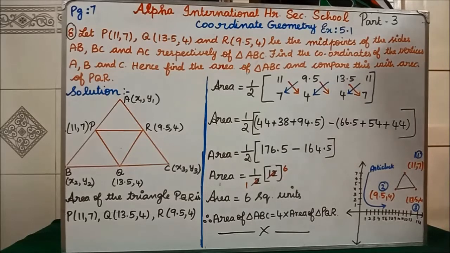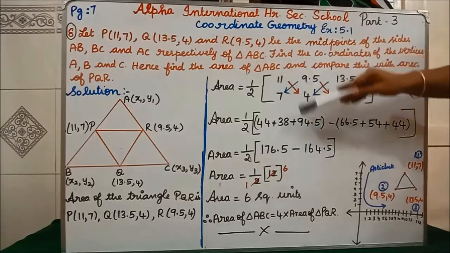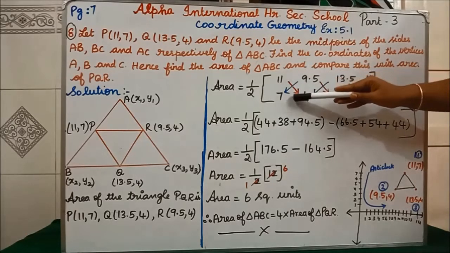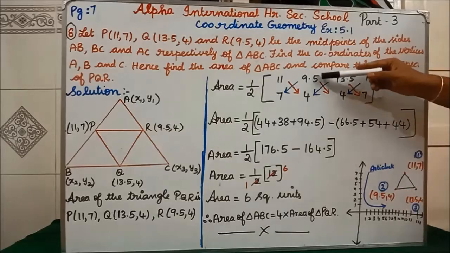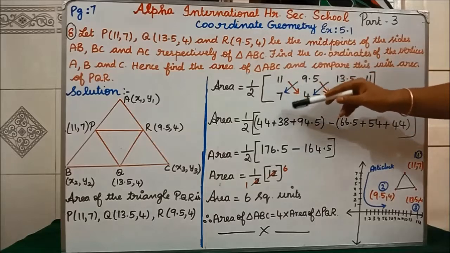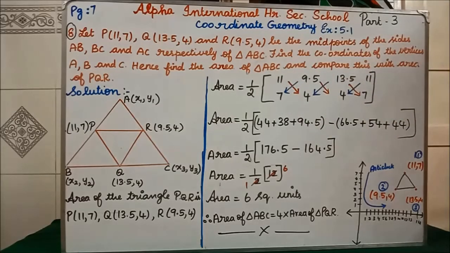See, you have to consider the first point. What is the first point? 11, 7. From the first point, what is the second point? 9.5, 4. Then what is the third point? 13.5, 4. According to that only you have to write this column. Clear? So that only you will get the positive area, otherwise you will get the negative area. Clear? 11, 7. Next vertex is what? 9.5, 4. Next is what? 13.5, 4. Again, one more time you have to write 11, 7.